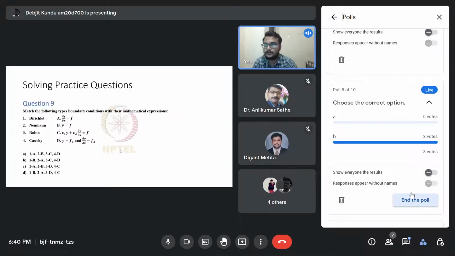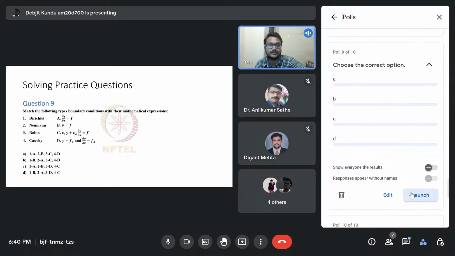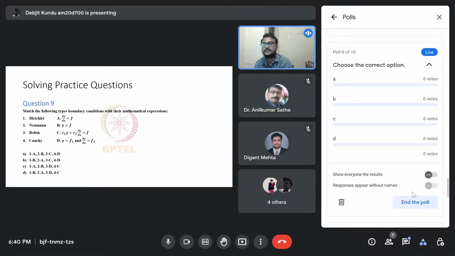Okay, so there are these two columns, and we have to match the types of boundary conditions along with the mathematical way in which they are expressed. The first column has option 1 Dirichlet, option 2 Neumann, option 3 Robin, and option 4 Cauchy. And on the second column, we see the mathematical expressions of it.